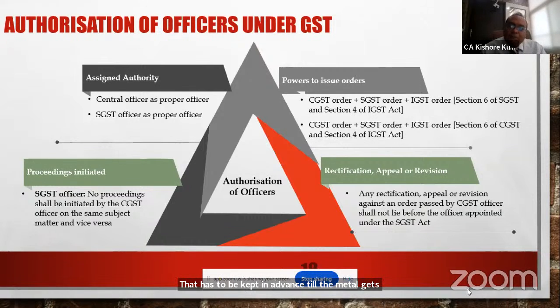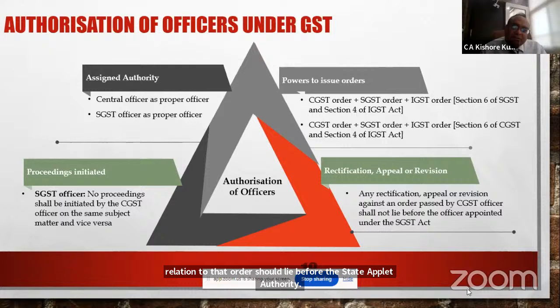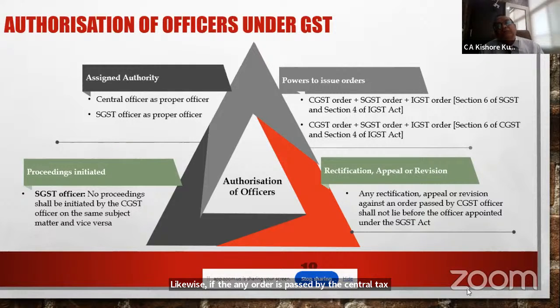Section 6(3) further provides that once an order is passed by the SGST officer, then any appeal, any rectification, or any revision in relation to that order should lie before the state appellate authority. Likewise, if any order is passed by the central tax officer, then any appeal against that order should lie before the central adjudicating authority.